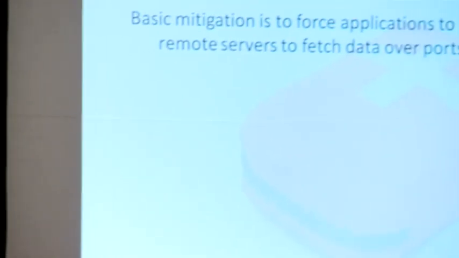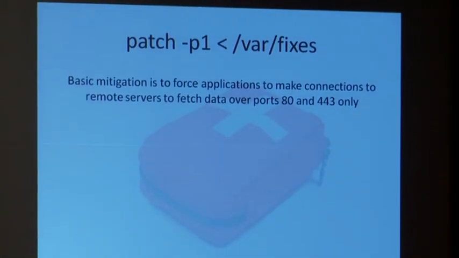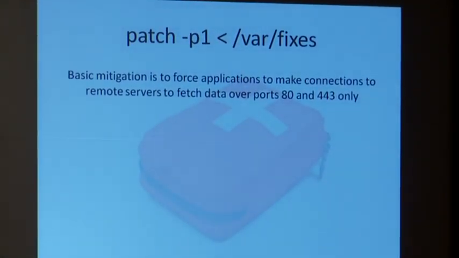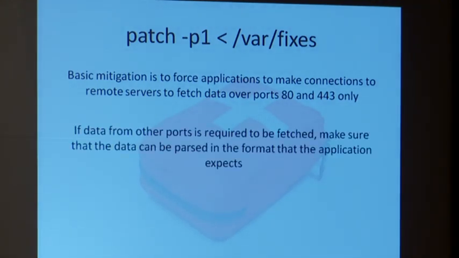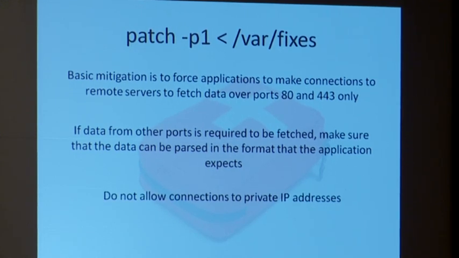So how do you fix this? The basic mitigation is to force applications to not fetch data apart from over servers that don't utilize port 80 and 443. But it's not always the case, because there are some applications that run on esoteric ports that are not 80 and 443. In such a case, if data from other ports is required to be fetched, make sure that the data can be passed in the format that the application is expecting it to. So if you're going to fetch an XML file, make sure that the XML file is what is coming back. Obviously, do not allow connections to private IP addresses.